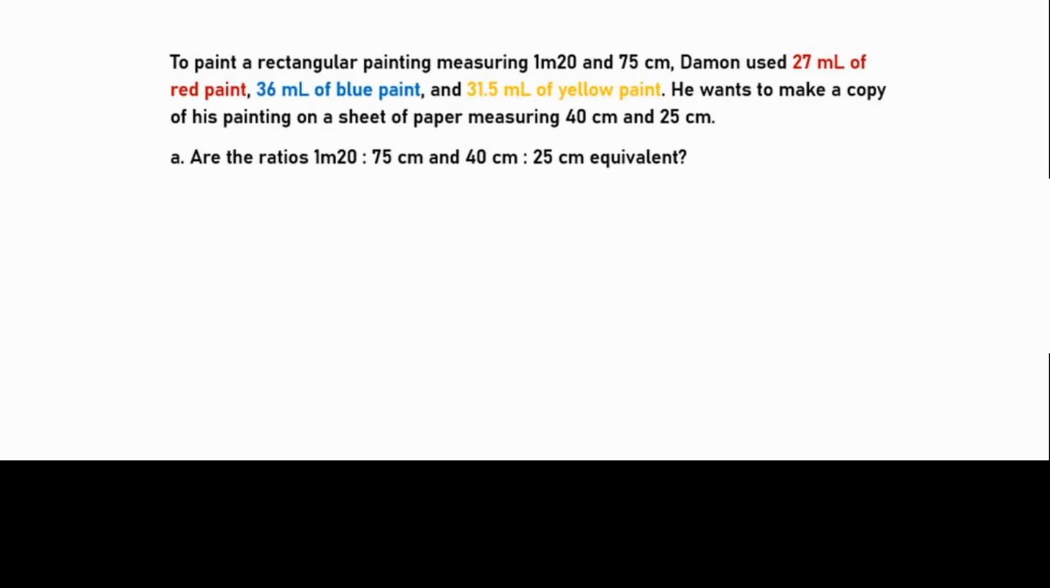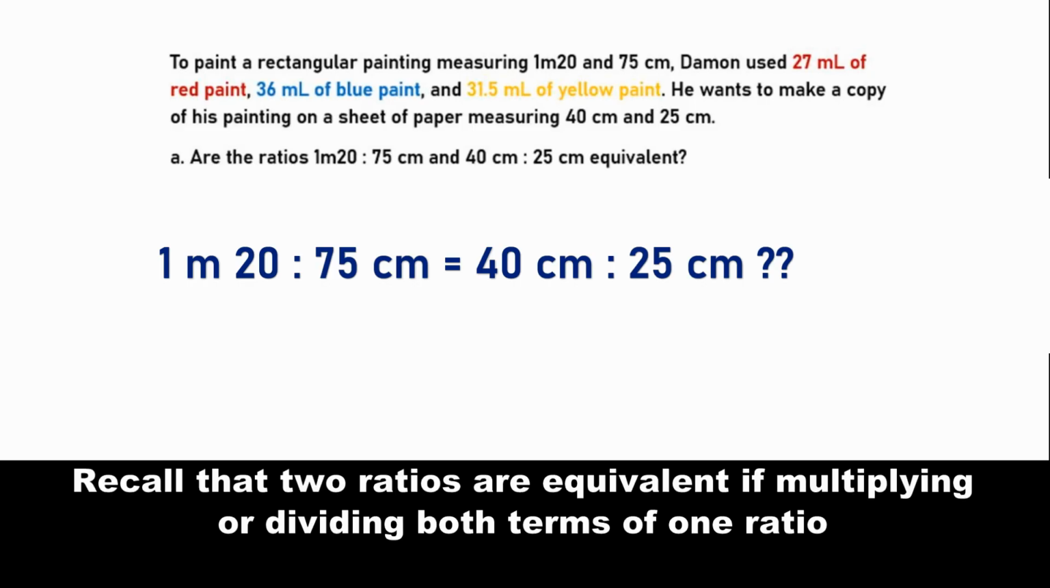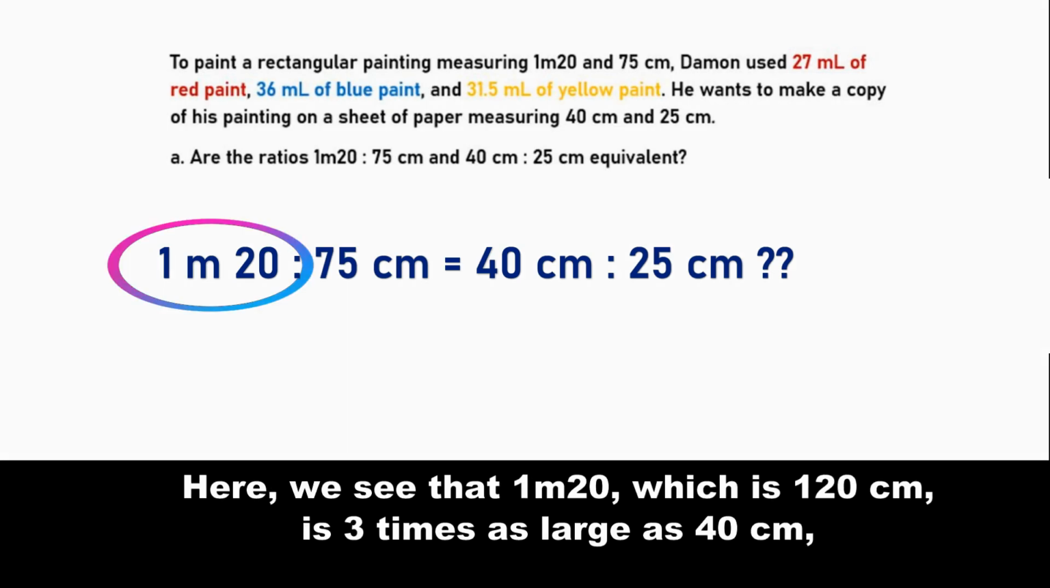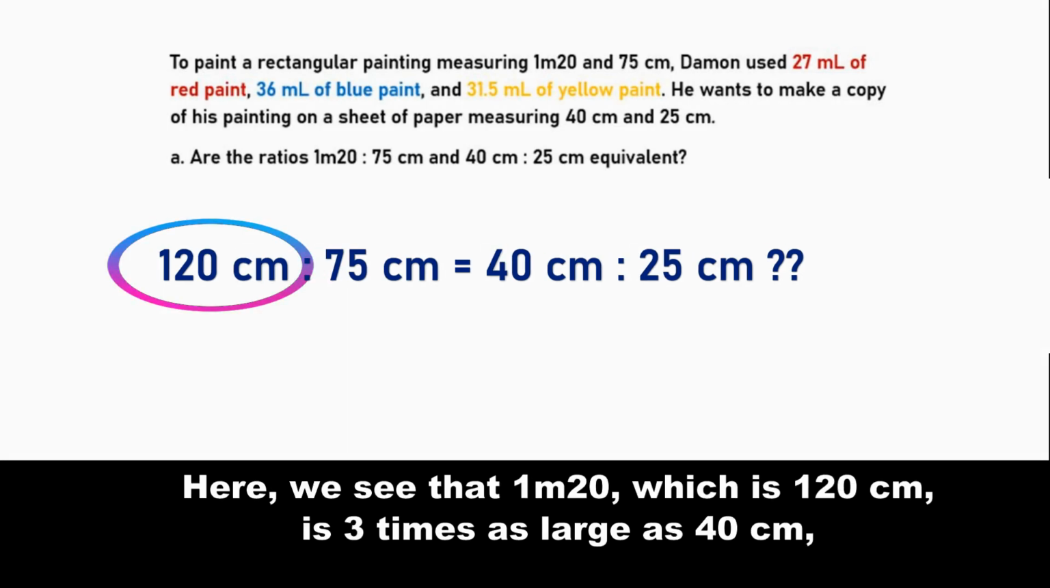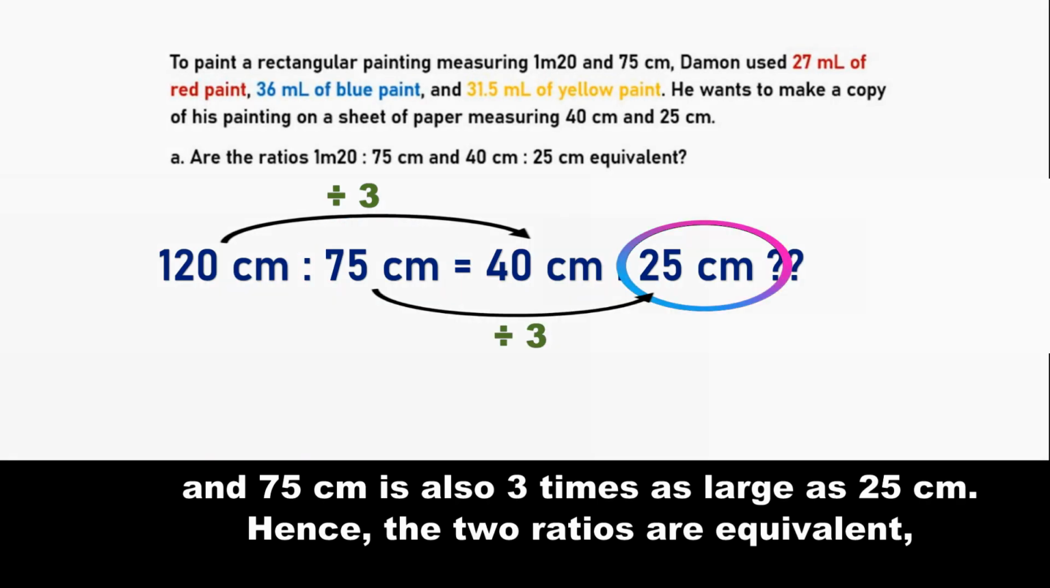Are the ratios 1 meter 20 to 75 centimeters and 40 centimeters to 25 centimeters equivalent? Recall that two ratios are equivalent if multiplying or dividing both terms of one ratio gives the two terms of the other ratio in the same order. Here we see that 1 meter 20, which is 120 centimeters, is 3 times as large as 40 centimeters, and 75 centimeters is also 3 times as large as 25 centimeters. Hence, the two ratios are equivalent.